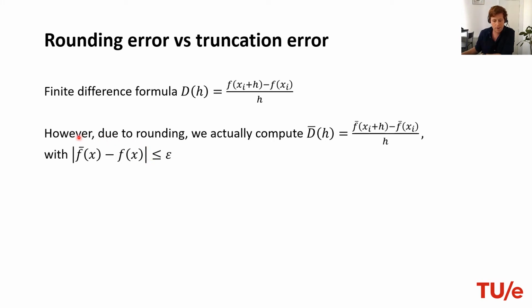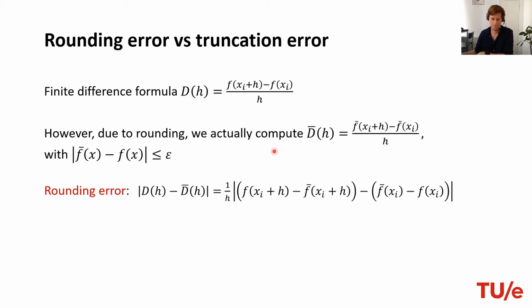But let's consider here now that this rounding error is bounded by a fixed number epsilon, where epsilon is small, let's say, for practical purposes. So we consider it to be of the order of 10 to the power minus 16. Now we can try to take a look at the actual error that we're making by rounding these two values in the numerator. What is then the error that we're making on our finite difference formula d here? So what is the difference between dh and d bar of h?